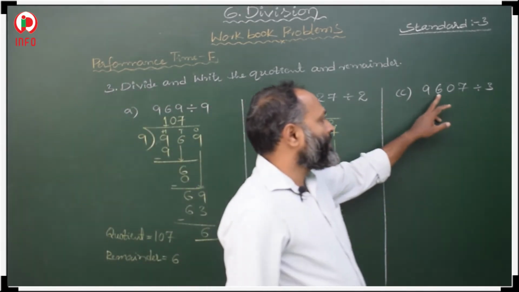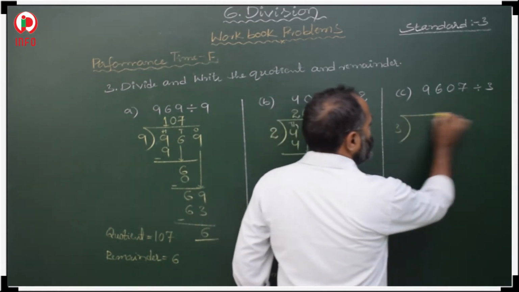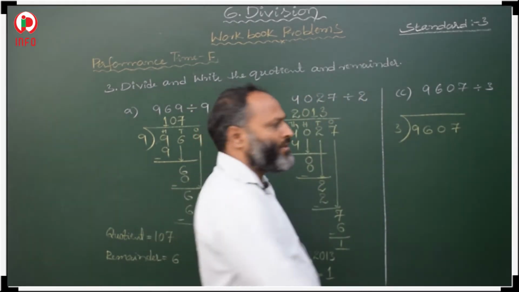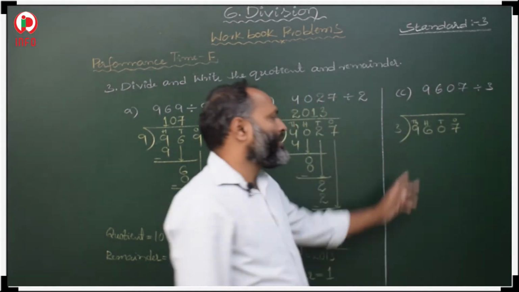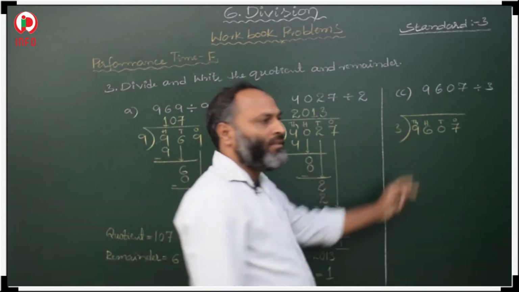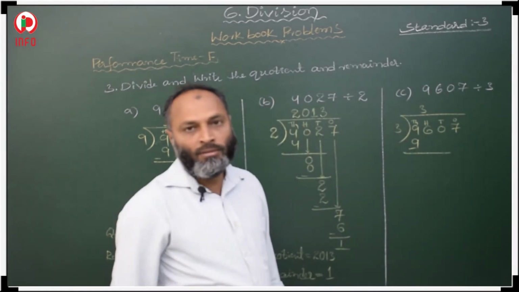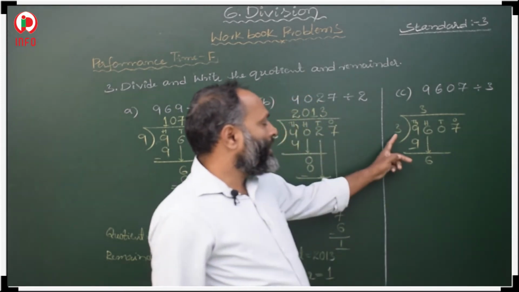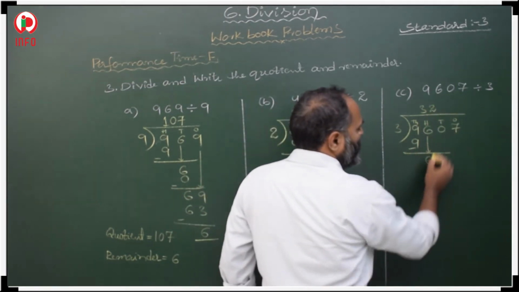Next one, 9607 we have to divide by 3. 3 divides 9607. First the place values, ones, tens, 100, 1000. First you divide the thousands. In the 3 table, when will you get 9, 3 threes are 9. 9 minus 9, 0. Then you take hundreds, 6 hundreds. Then in the 3 table, when will you get 6, 3 twos are 6.